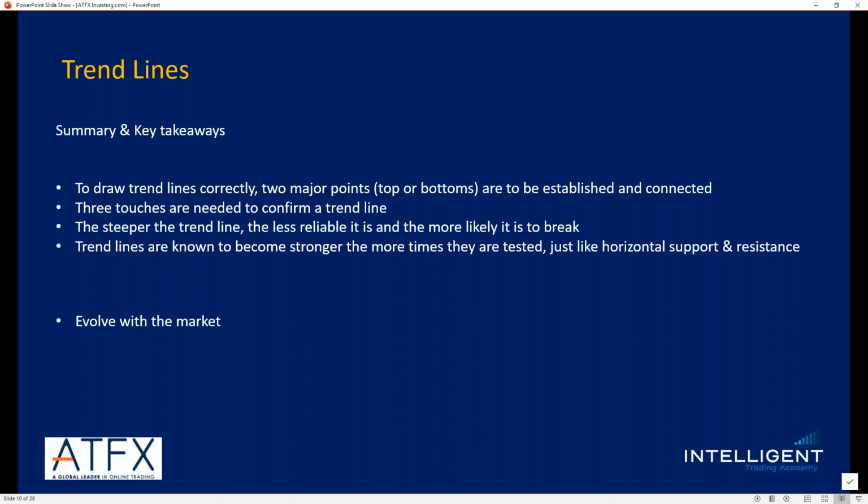One thing that I always like to touch upon as well: trend lines are known to become stronger the more times they are tested, just like horizontal support and resistance. Now, this theory and thesis is somewhat true, but bearing in mind trend lines are subjective. What I also like to say is the more times a trend line is tested, the weaker it becomes.